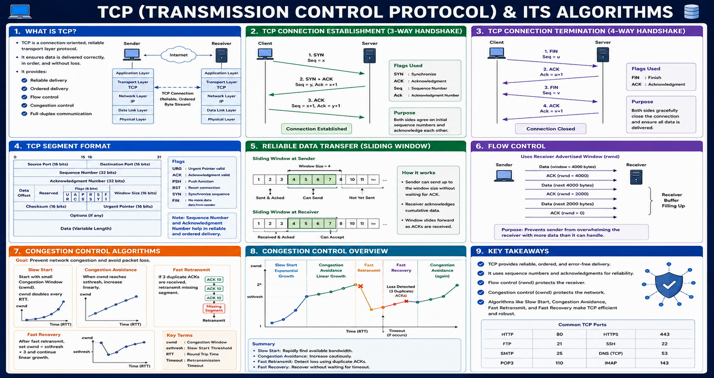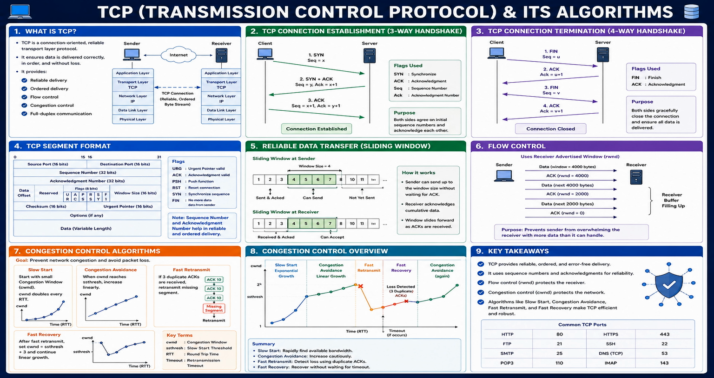Section 2 illustrates the famous TCP three-way handshake used to establish a connection. The client sends a SYN packet containing an initial sequence number. The server replies with SYN plus ACK, acknowledging the client sequence number and providing its own sequence number. The client sends an ACK confirming the server sequence number.